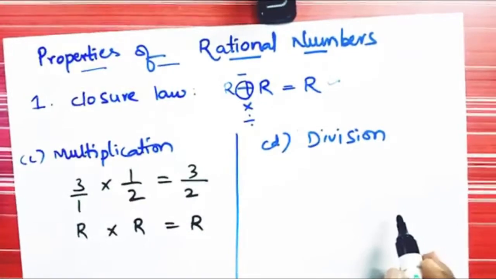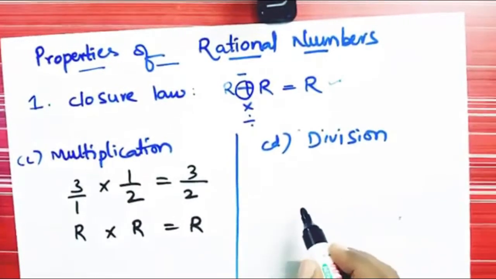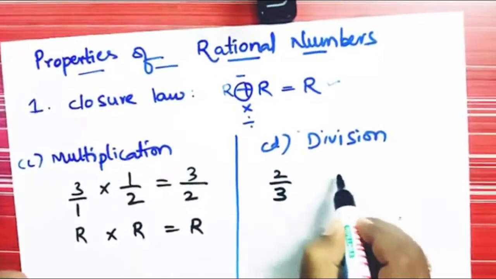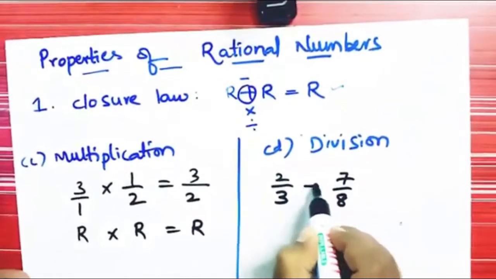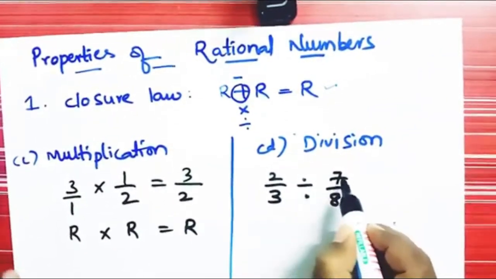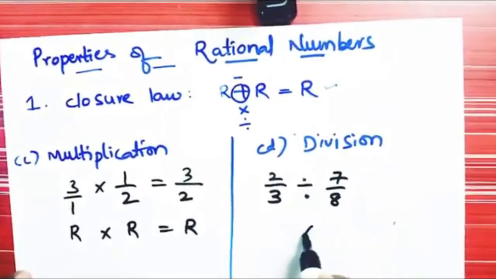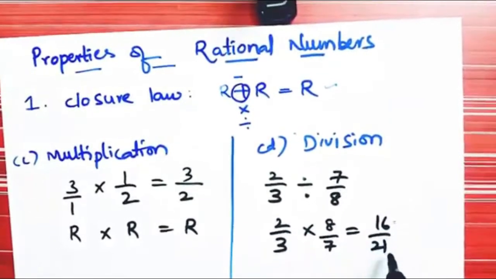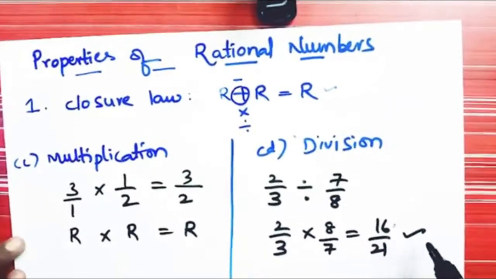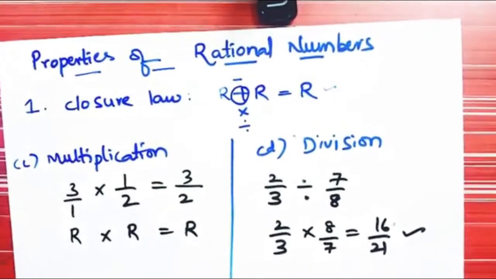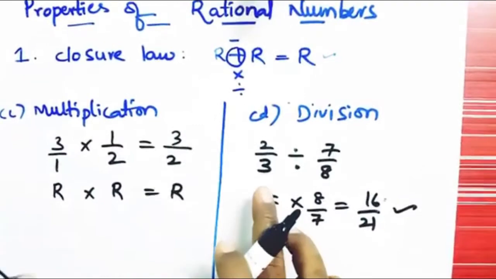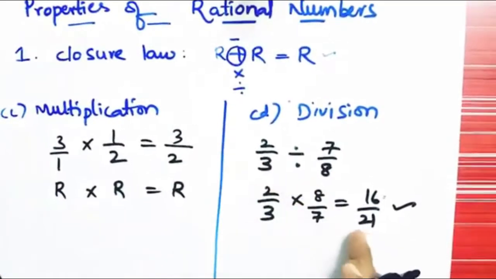Come to the example of division. Here I'm taking two examples: 2 by 3 is a rational number and 7 by 8 is a rational number. So I'm dividing this one. When we are dividing rational numbers, we need to write the reciprocal of the second one. The answer will become 2 times 8 is 16 by 21, which is a rational number. From this example we can conclude that division of two rational numbers is a rational number.